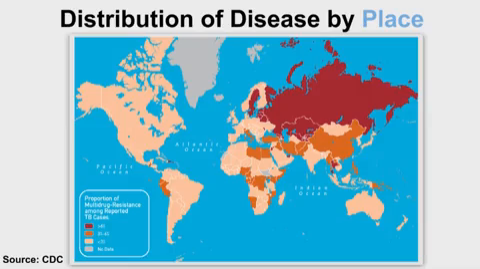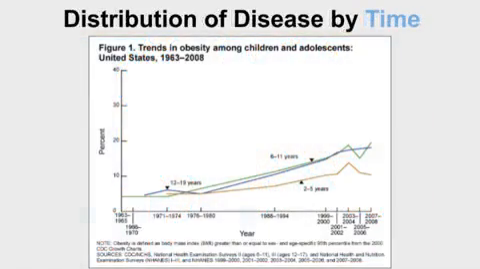This map shows the estimated tuberculosis incidence rates in 2010 by country. This graph is an example of examining the distribution of disease by place. This graph is an example of examining the distribution of disease by time. It shows trends in obesity among children and adolescents in the U.S.